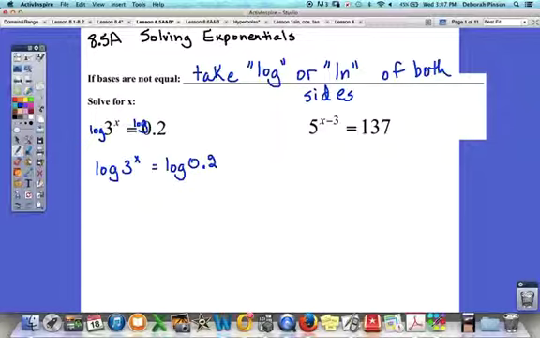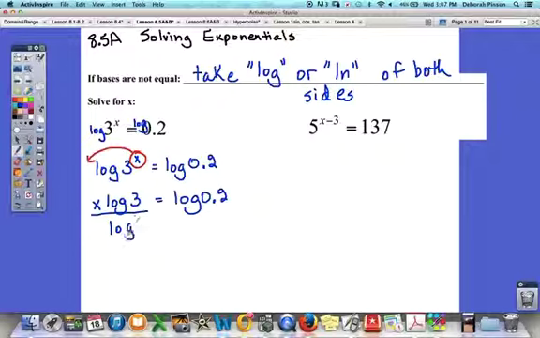Now, here's the point of doing this. I want y'all to think back to 8.4 and the product rule, not the product rule, the power rule. Remember how the power rule says that if you've got an exponent, you can pull it to the front? That's what I'm going to do. I'm going to use that power rule and move my x to the front. Now, look at what I have here. I've got something that I can solve. I can divide by log of 3 and get that x by itself.